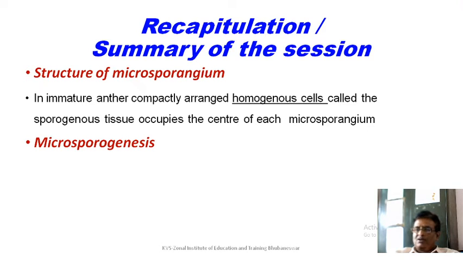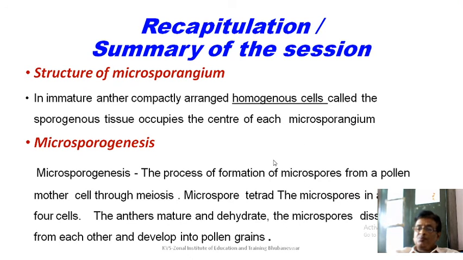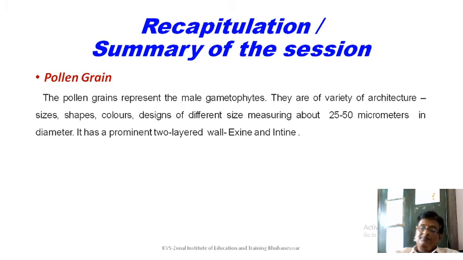What about the microsporangium? In the mature anther, they are compactly placed as homogeneous tissue. They are also called sporogenous tissue. And later on, by microsporogenesis, pollen grains are formed. The process of formation of microspores from a pollen mother cell by meiosis is called microsporogenesis. They are in sets of 4, and that's how we got the term microspore tetrad.